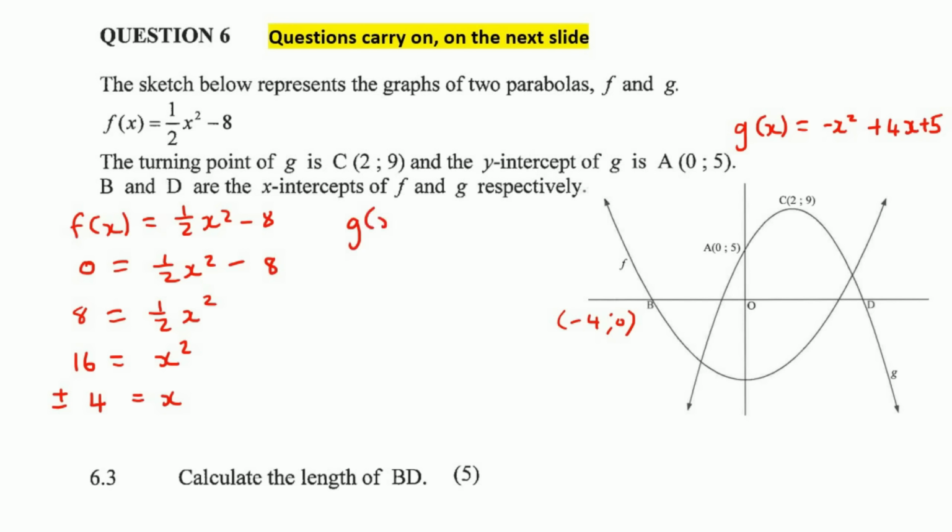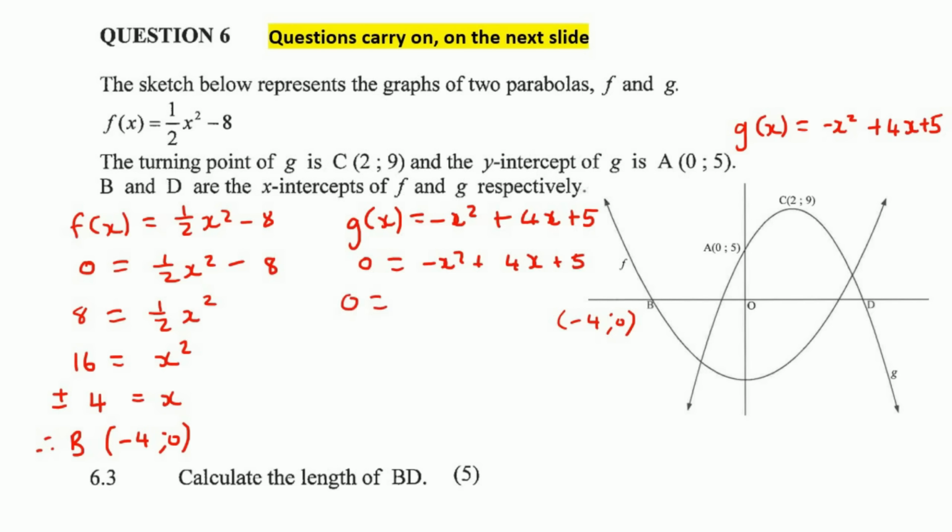Now let's go do g. So g is negative x squared plus 4x plus 5. So B, therefore B is negative 4 and 0. Okay, now we're going to do the same for this one. I don't like working with the negative, but you can if you want to. But I'm just going to divide everything by negative 1.